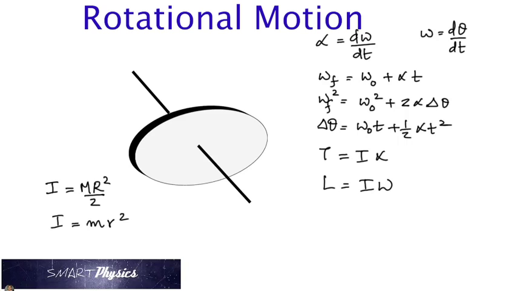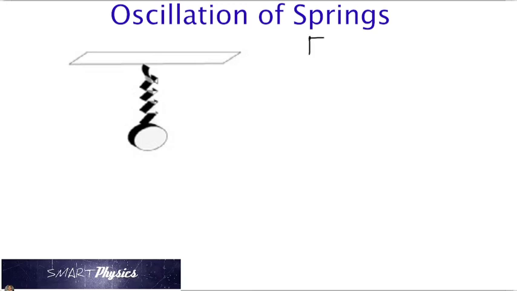Theta should be in radians, not in degrees. You know how to change from degrees into radians? Multiply by pi, divide by 180, where pi is 3.142. 90 degrees is pi by 2. Do you all know that? Okay. Also remember, omega is 2 pi times F, where F is the frequency. When it comes to springs, force in a spring is negative K delta X.